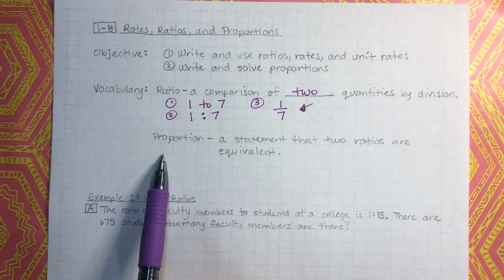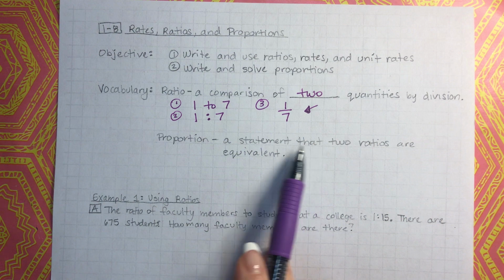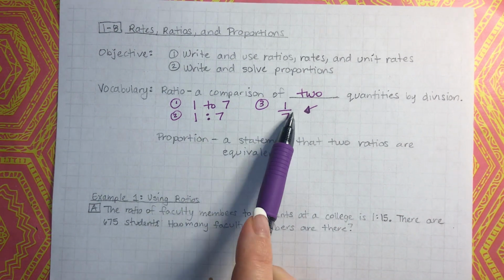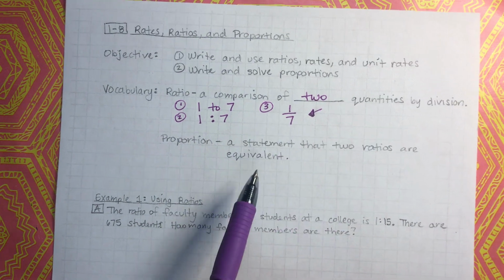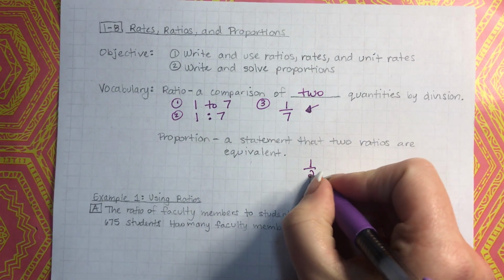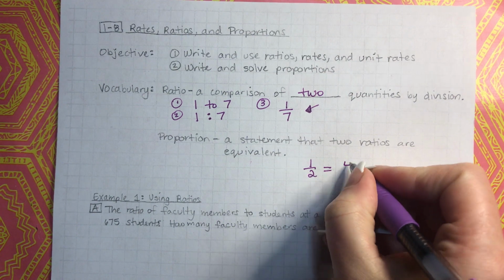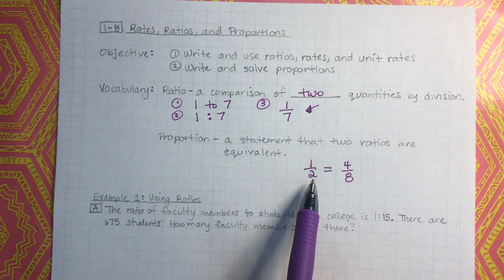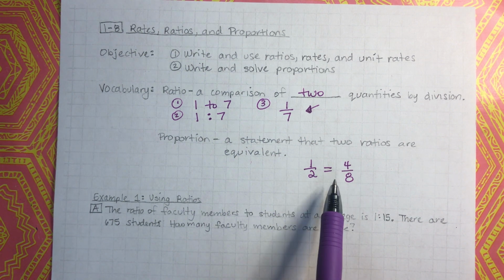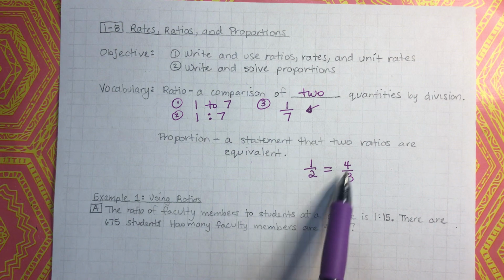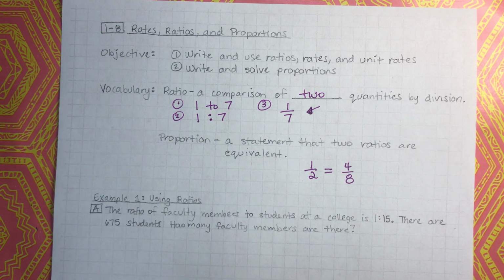Now, a proportion is a statement that two ratios are equivalent. So that could be something like 1/2 is equal to 4/8. You could also say 1 to 2 and 4 to 8, they're equal. Equivalent means equal. So a proportion is two fractions that are set equal to each other.